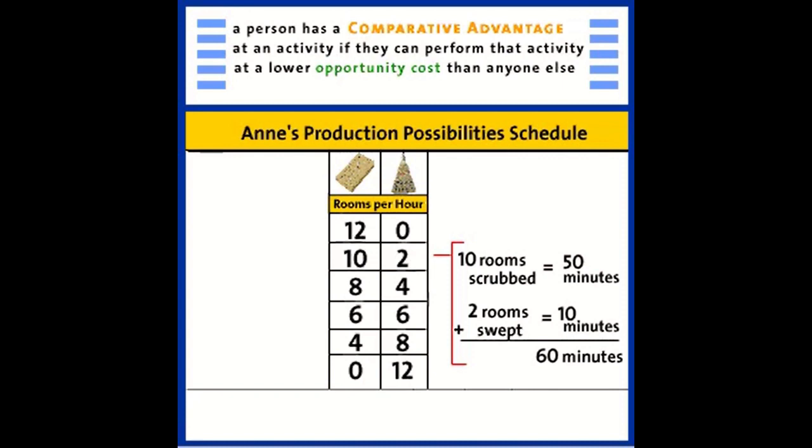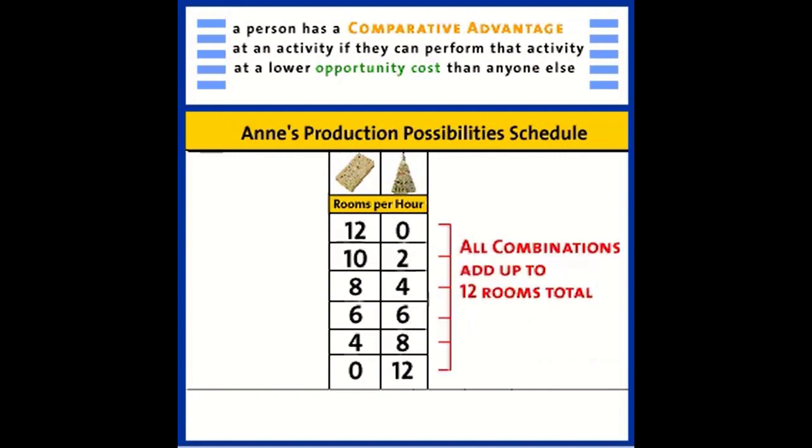That's because Ann's opportunity costs are 1 room swept for 1 room scrubbed. How did I calculate that? Well, the cost of sweeping a room is 5 minutes of Ann's time, divided by 5 minutes that it takes to scrub a room. That means every room that Ann sweeps is a room she's not scrubbing. Her opportunity cost is constant. The opportunity cost of sweeping 1 room for Ann is 1 room worth of lost scrubbing.